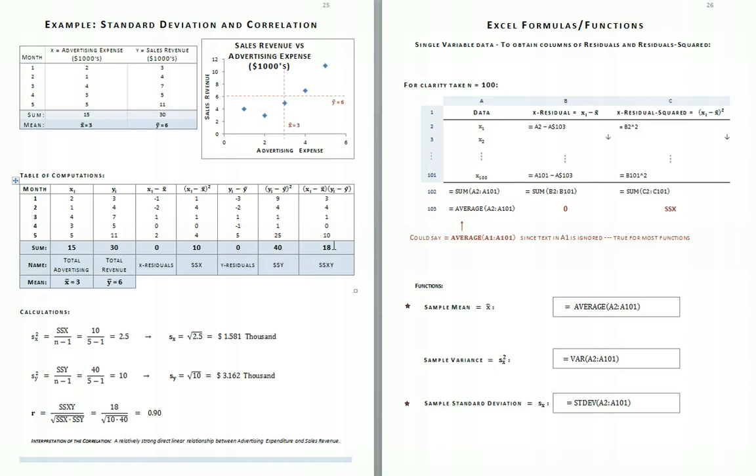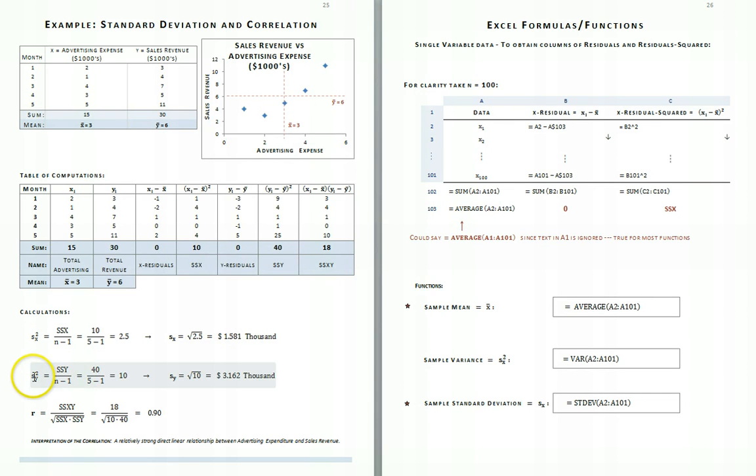We can now compute the standard deviations and the correlation coefficients for advertising expenditures and sales revenue. The advertising expenditure sample variance is SSX over n minus 1. SSX is 10. There are 5 months worth of data. Minus 1 is 4. 10 divided by 4 is 2.5. And the advertising expenditure standard deviation is the square root of the sample variance of 2.5, which is $1.581 thousand, $1,581.